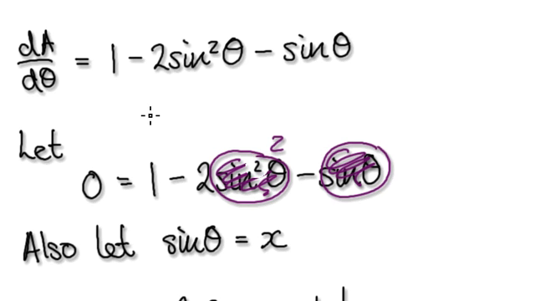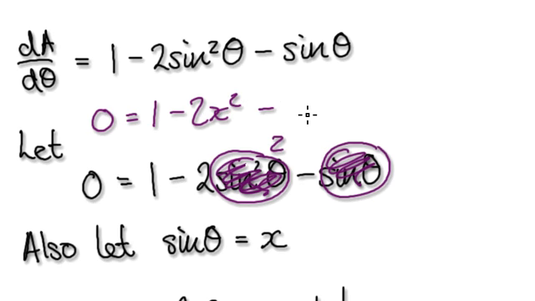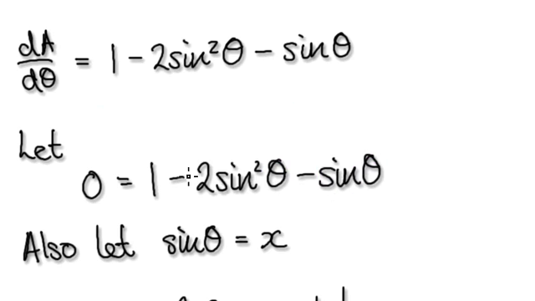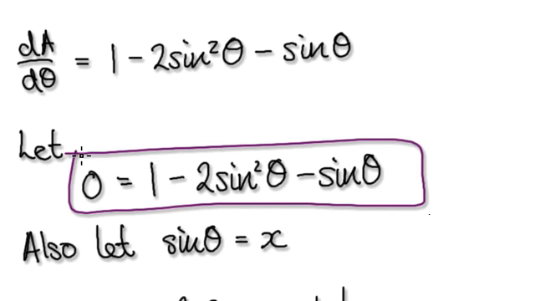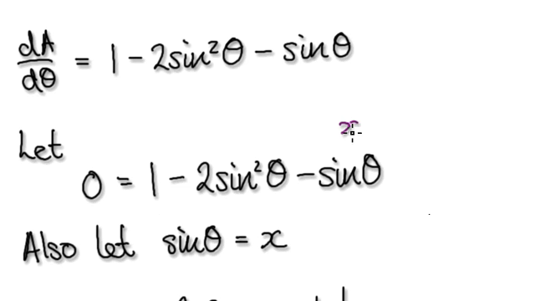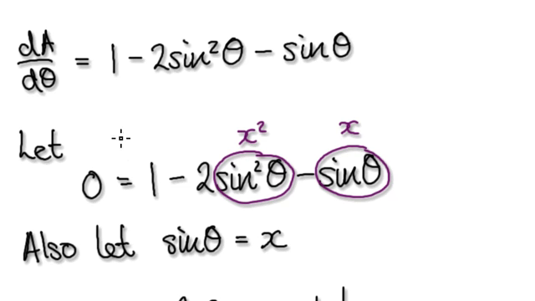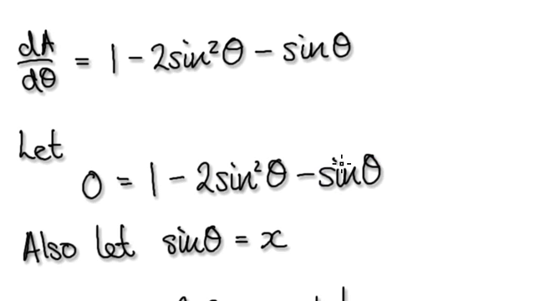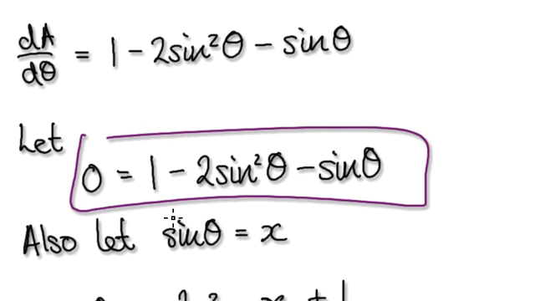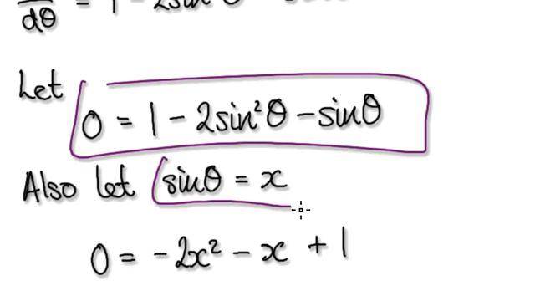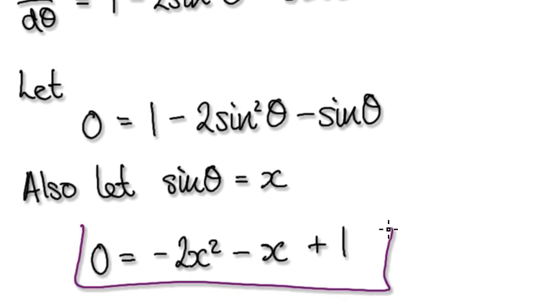It's like you solving this: 0 equals 1 minus 2x squared, and then minus x squared. So you can translate this into a quadratic equation. This is like your x here, and this is like your x squared here. In a way you're turning this thing into a quadratic equation by letting x equals sine theta. That will then give you this.